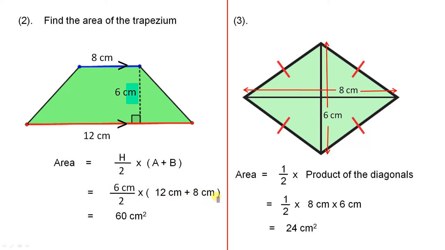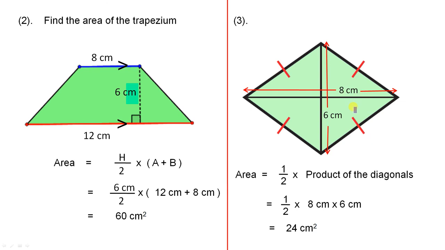So we've done the substitution here. So 12 plus 8, that gives us 20. That's 3. 3 times 20 is 60, so it's 60 square centimetres.